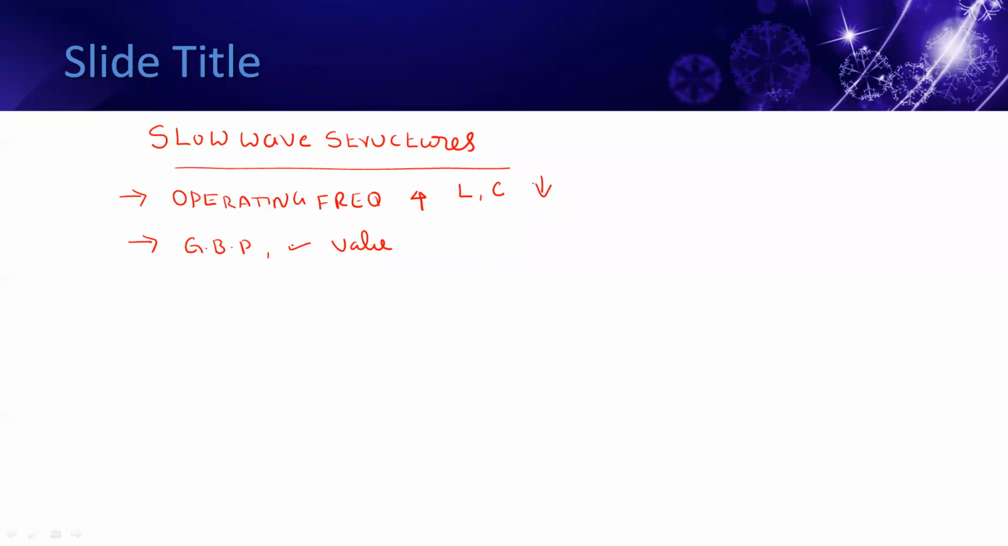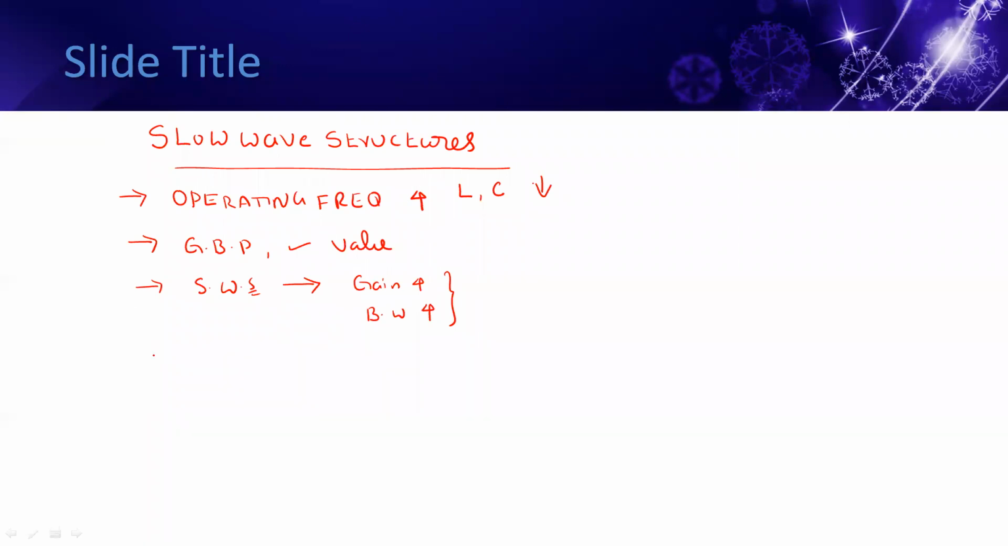To improve this gain bandwidth product, we are introducing a new non-resonant type model, simply called a slow wave structure. When these slow wave structures are built in, the advantages obtained are that the gain parameter increases and wider bandwidth specifications can be met.